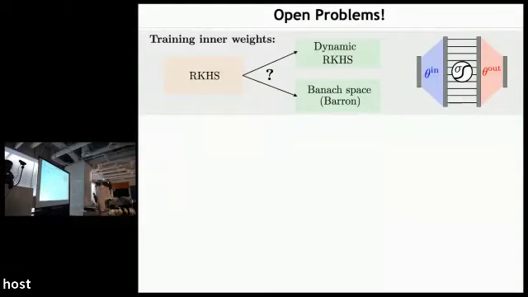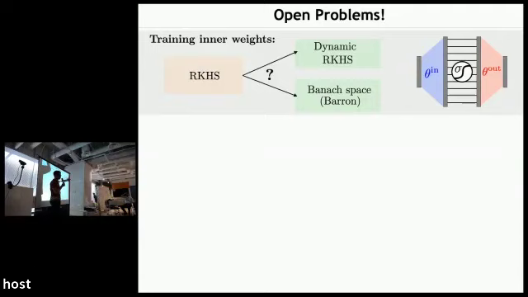Okay, just to conclude, what are the open problems? Because there are many more open problems than solved problems. Of course, the big open problem is to prove this for any neural network where you train everything, and it's totally open. I think there are two strategies that you could use, but this seems very non-trivial. If you train the inner weights, the RKHS will change during training. So can you show that it doesn't change too much? I don't know, maybe it's possible.